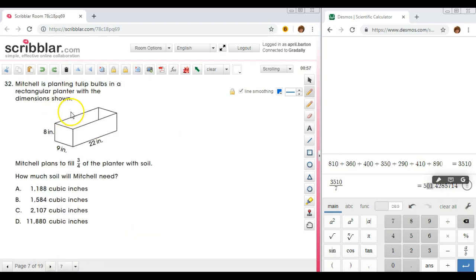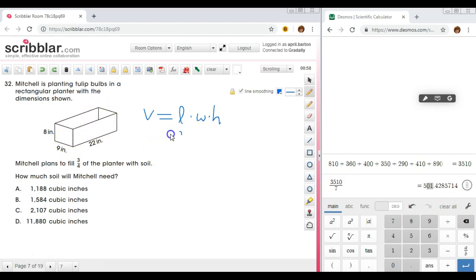Question 32. Mitchell is planting tulip bulbs in a rectangular planter with the dimensions shown. And then it gives us a picture of the planter with 8, 9, and 22 inches. Mitchell plans to fill 3/4 of the planter with soil. How much soil will Mitchell need? So if he was going to fill the entire planter, we would use the volume formula, length times width times height.